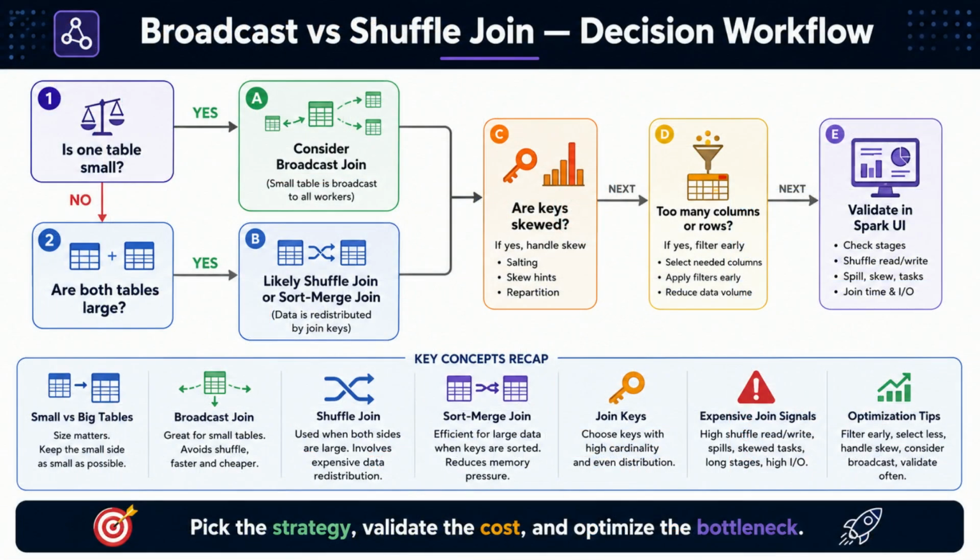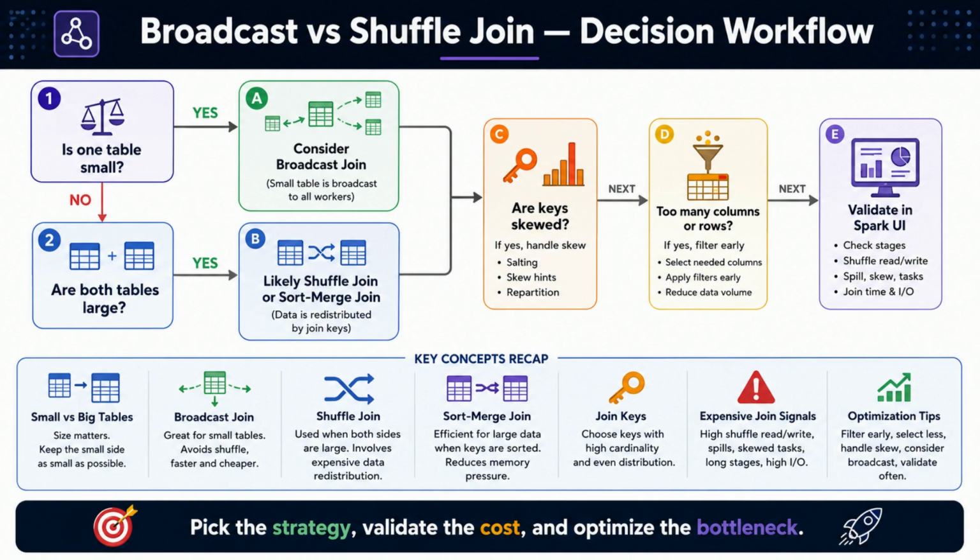Let us finish with a simple decision workflow. First, ask, is one table small? If yes, consider a broadcast join. The small table can be sent to all executors, avoiding a large shuffle. If no, ask, are both tables large? If yes, Spark will likely use a shuffle join or sort merge join, where data is redistributed by join keys.